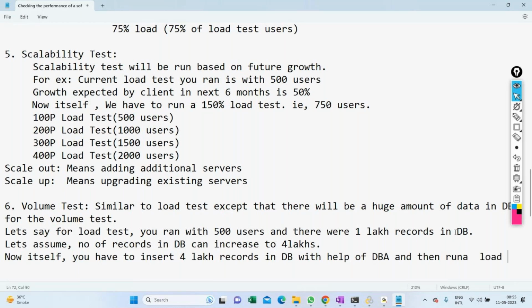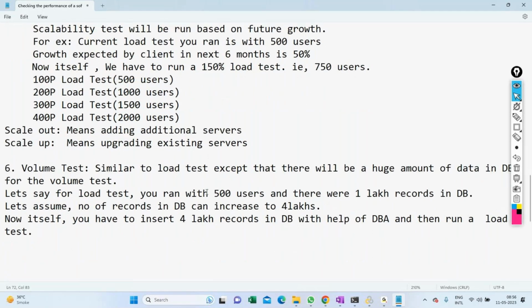That's it. It's like a load test only. We are not doing any change. There is no change in the number of users. The only change is we are increasing the number of records in the backend database, so that you can check how the application responds as the number of records in the database increases.